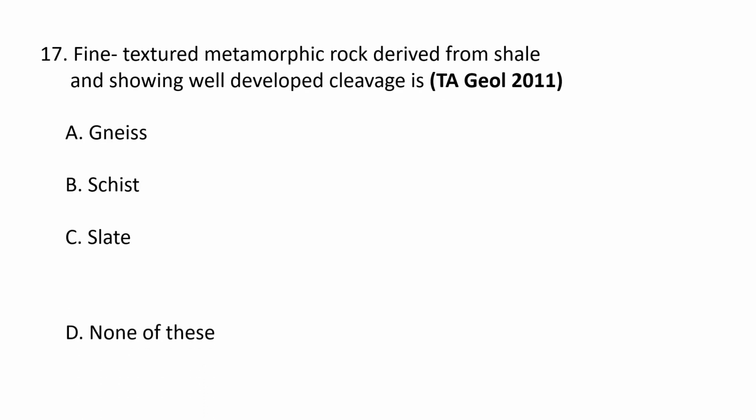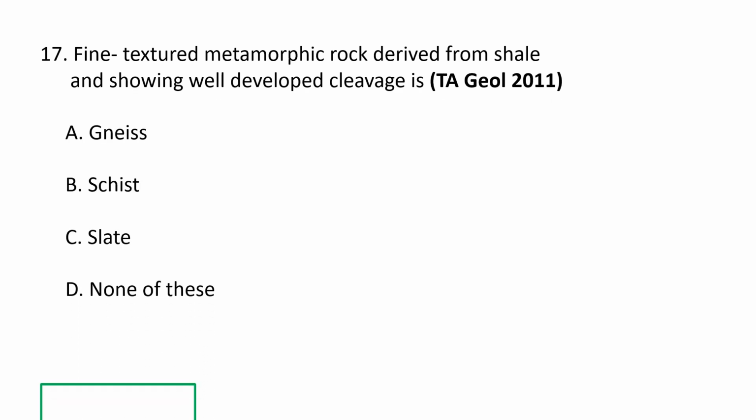Next question. Fine textured metamorphic rock derived from shale and showing well developed cleavage is A. Gneiss, B. Schist, C. Slate, and D. None of these. The correct option is B.